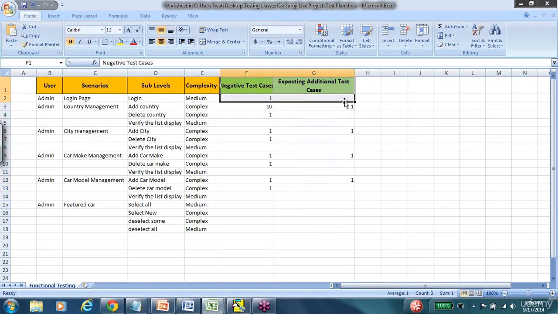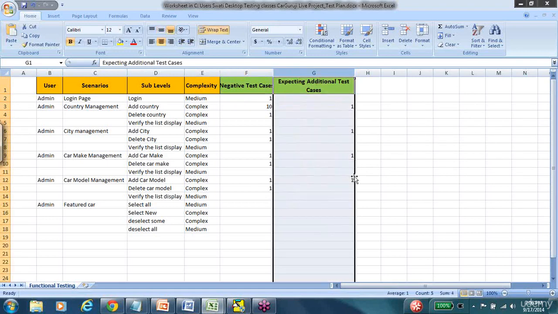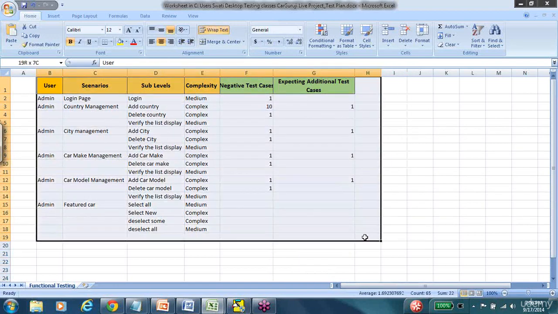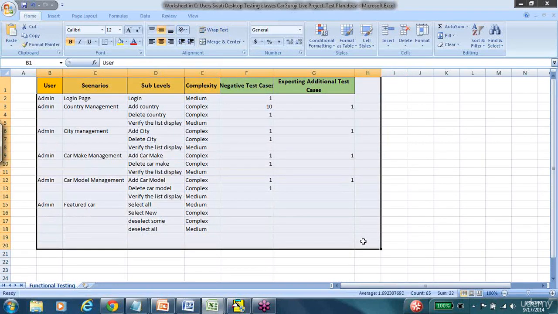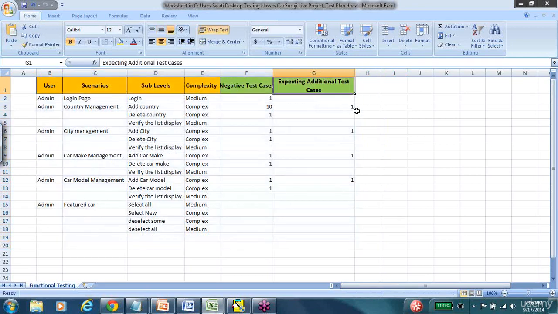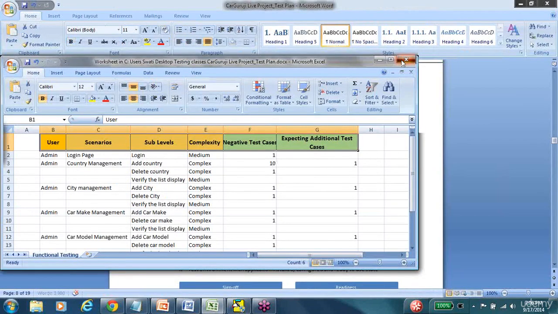And you don't have to have these exact columns. If you don't feel like this makes sense, take it off. So again, these are documents that I have created based on my clients' needs. My clients were expecting that they needed to have an additional, expecting additional test cases and all that. So I kind of included that. But the header itself is not standard. You can do it in any way you like. Make sense, team?